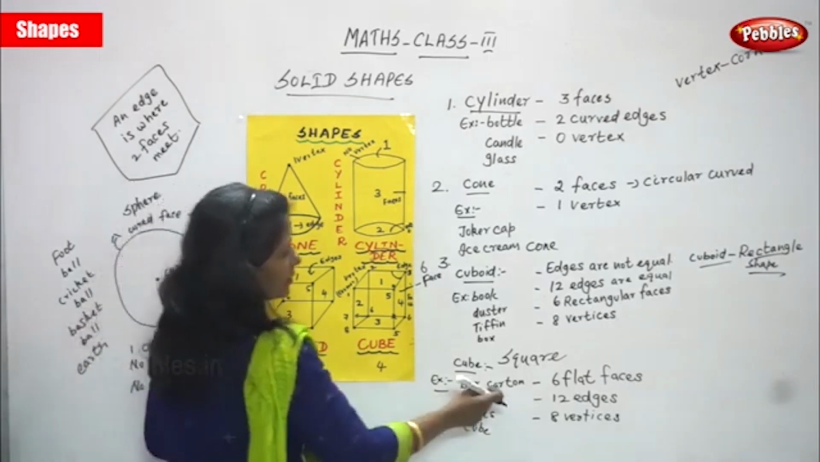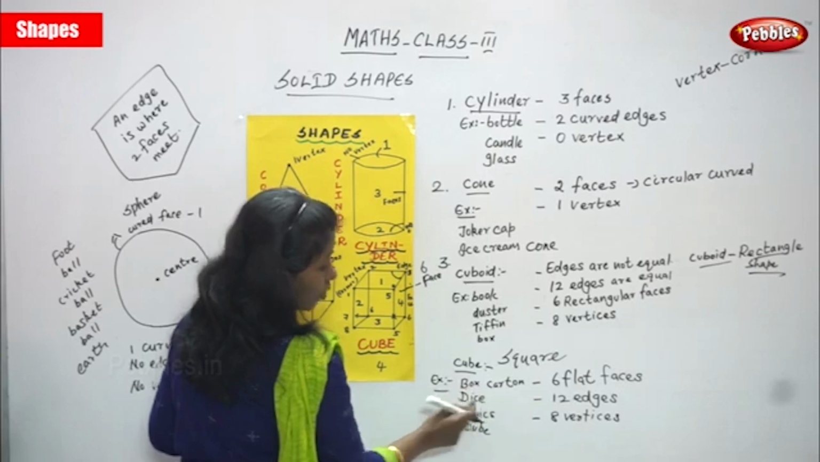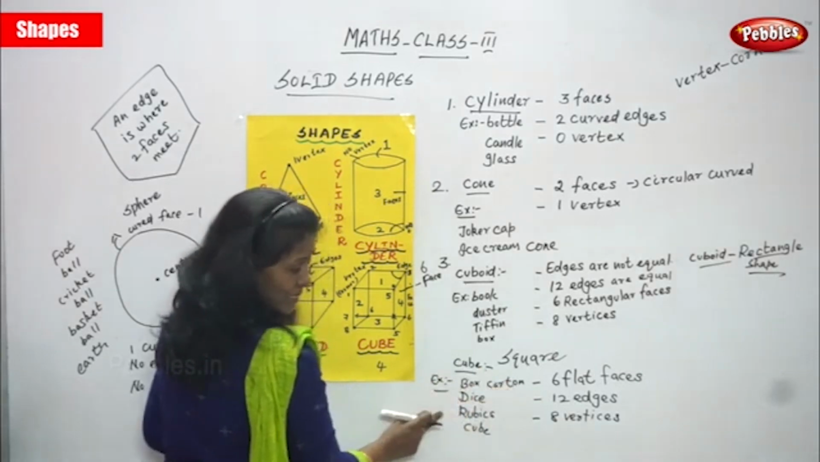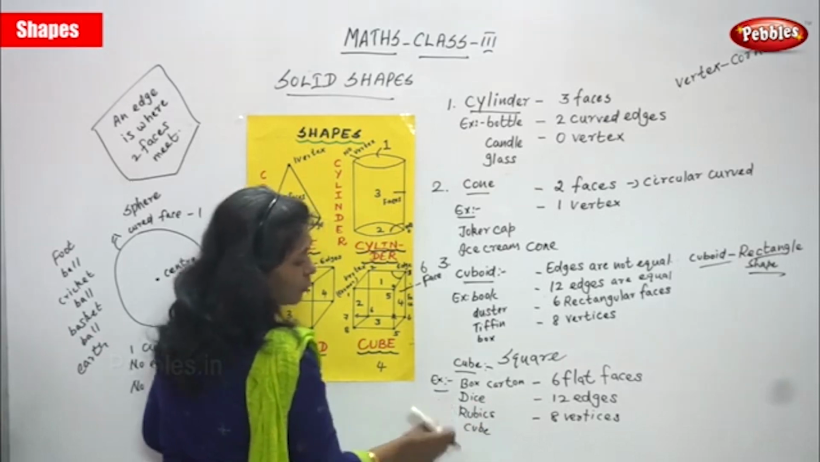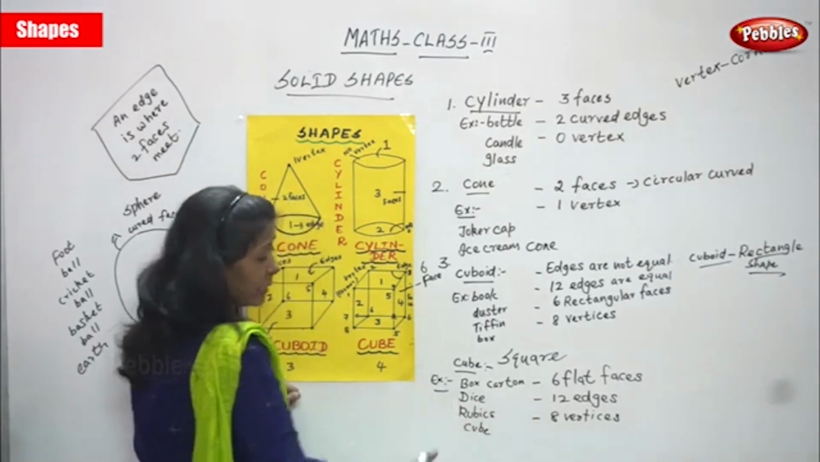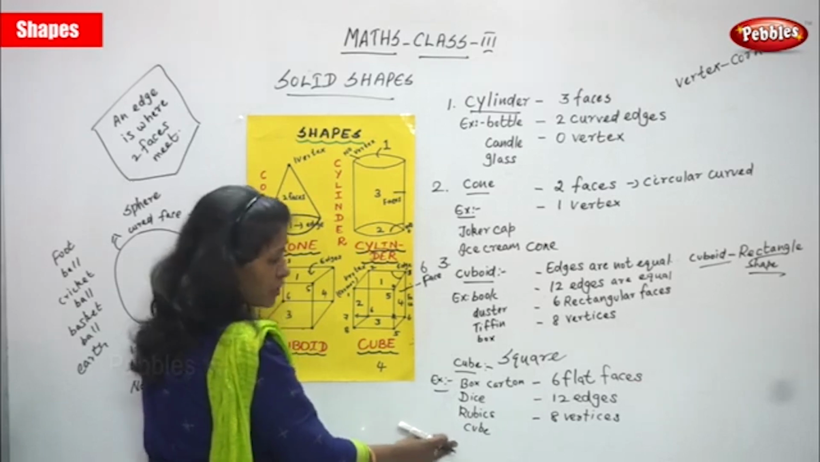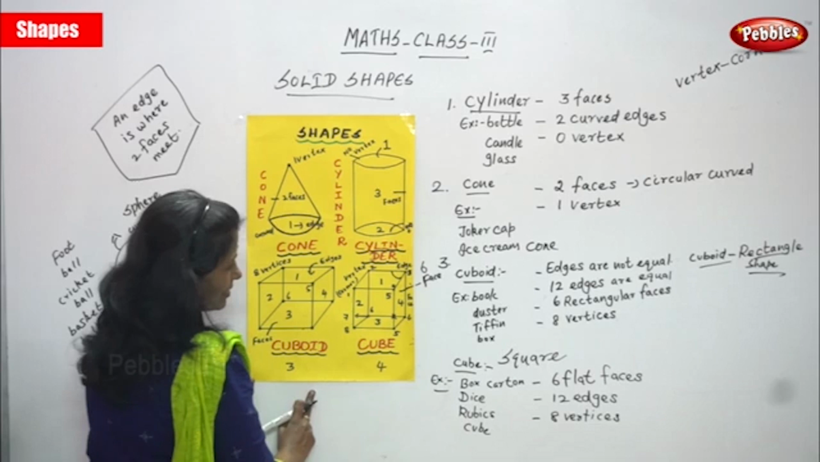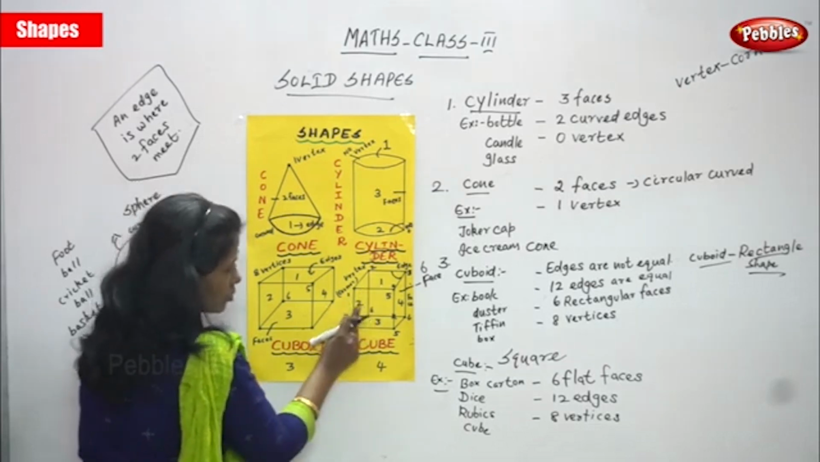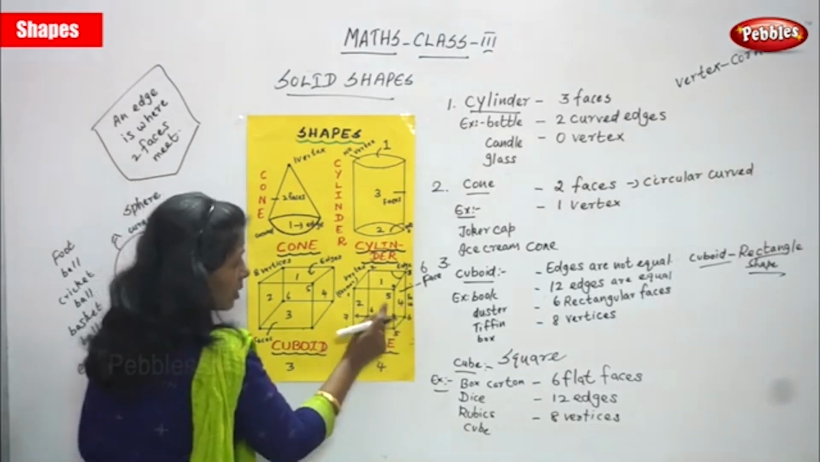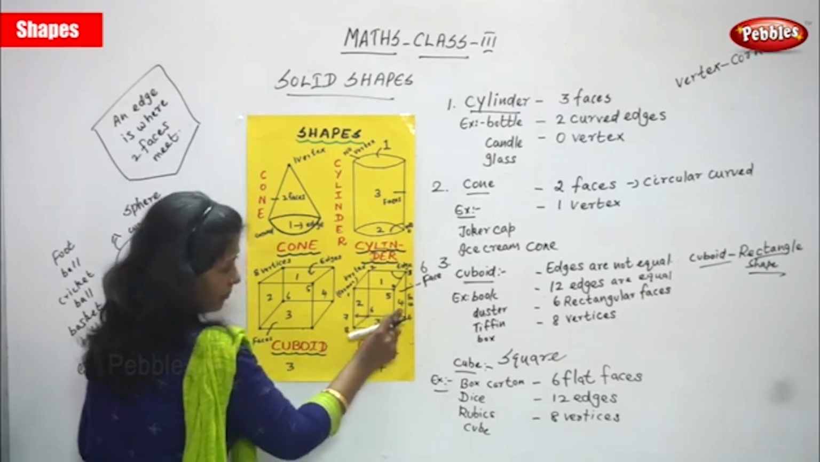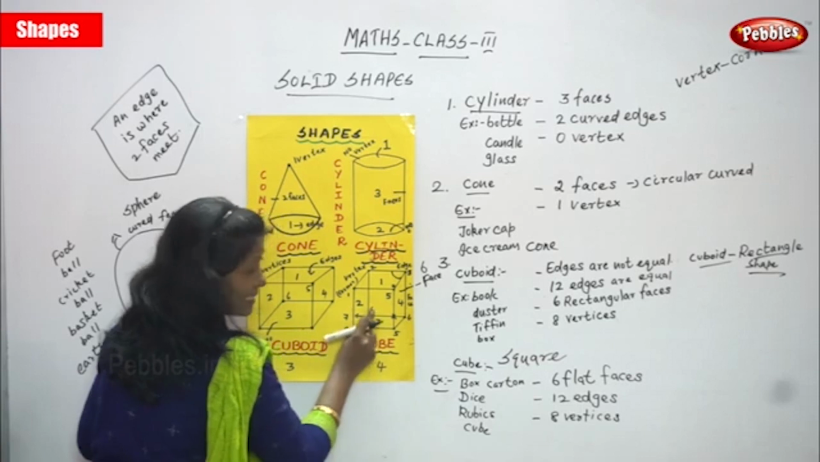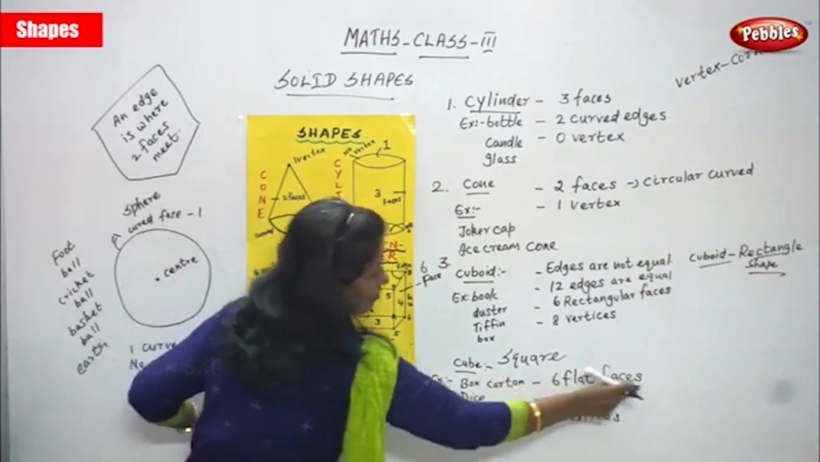Other examples are a carton box, dice, and Rubik's cube. In a carton box we pack everything, dice we play with, and Rubik's cube just refreshes the mind. This is called a Rubik's cube. And how many flat faces? 6 flat faces. Faces means this is 1, this is 2, this is 3, 4, and this is 5, and this is 6. So how many faces? 6 flat faces.